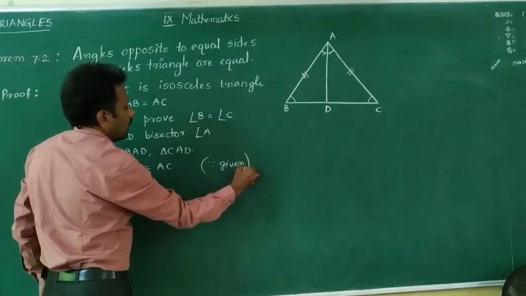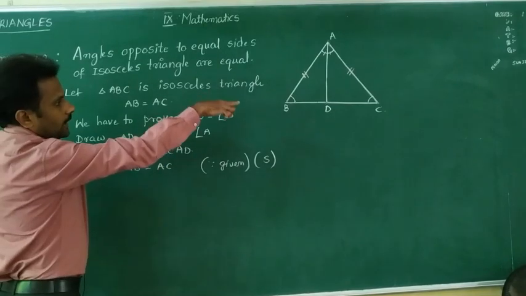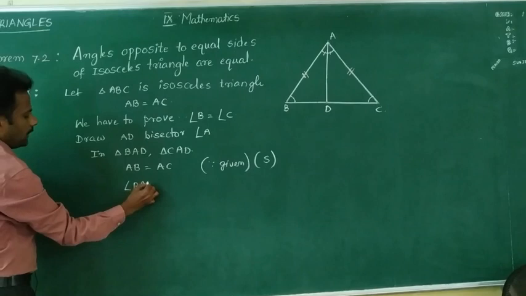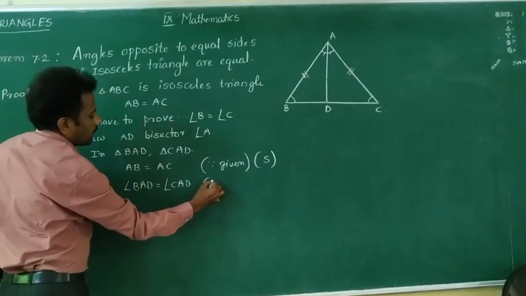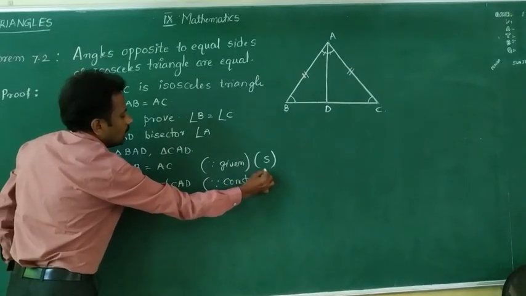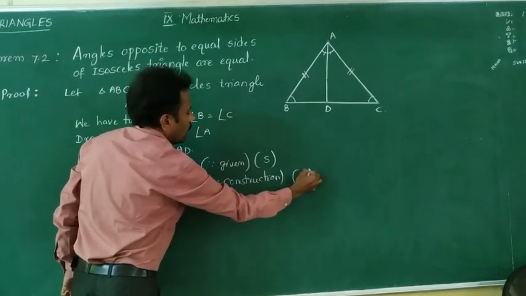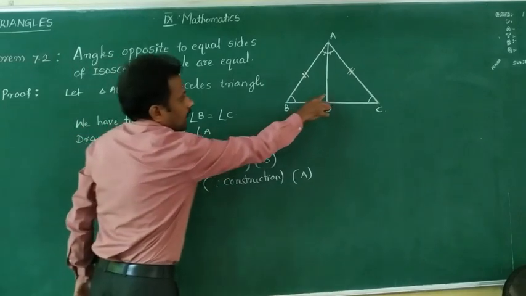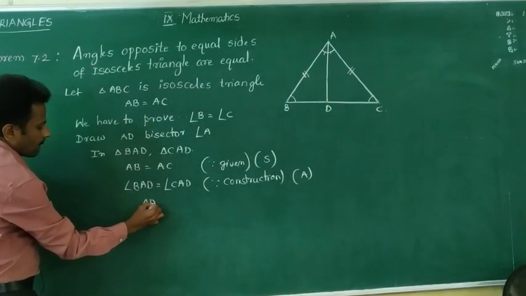So we have got a pair of equal sides. Next, angle BAD equals angle CAD. This is from our construction. So we need to mention the reason. So we have got a pair of equal angles in both triangles. Next, AD is common for both triangles. So AD equals AD.